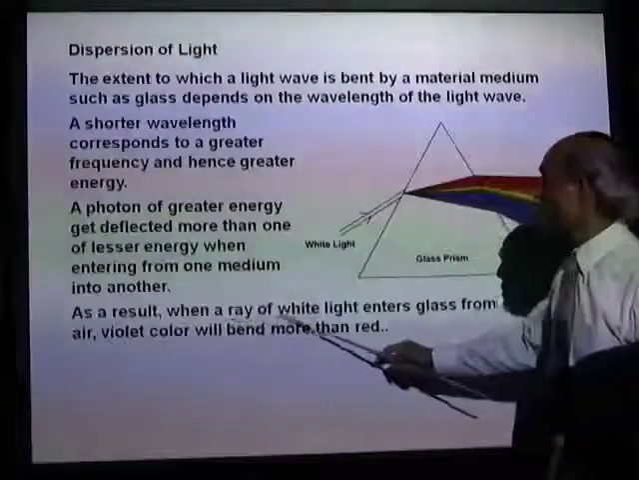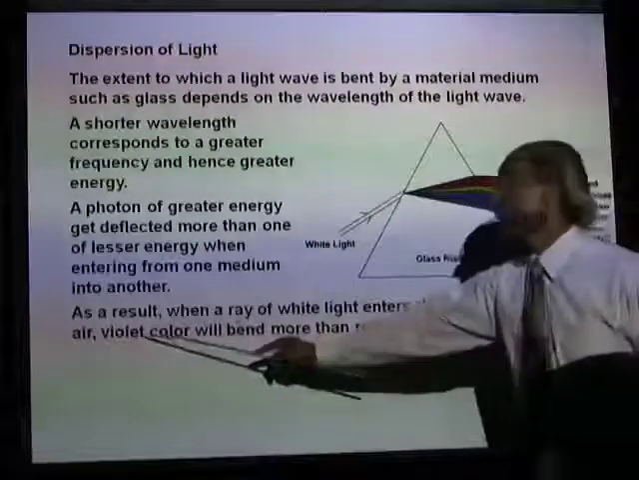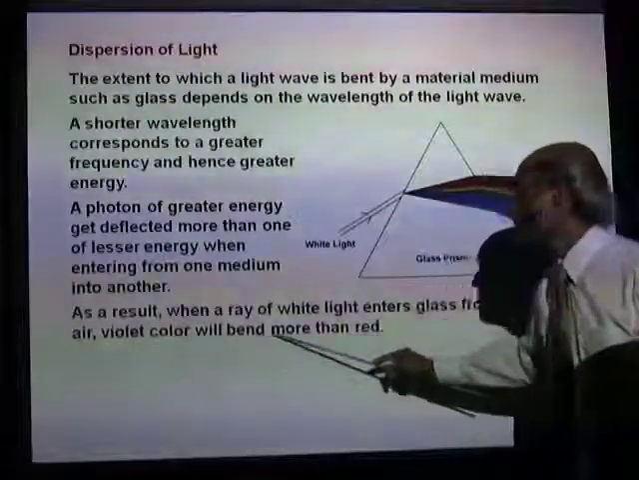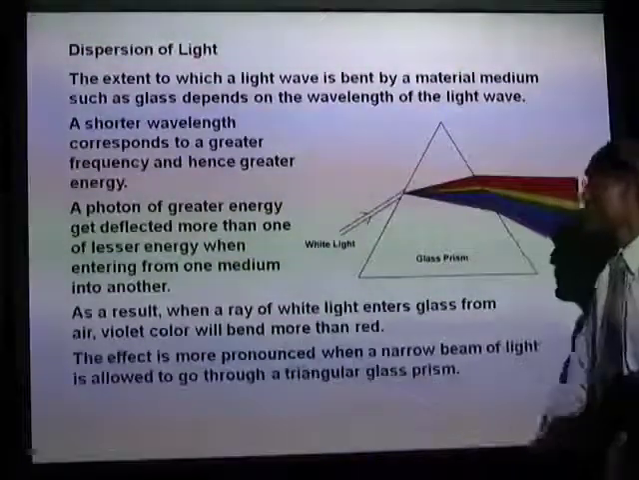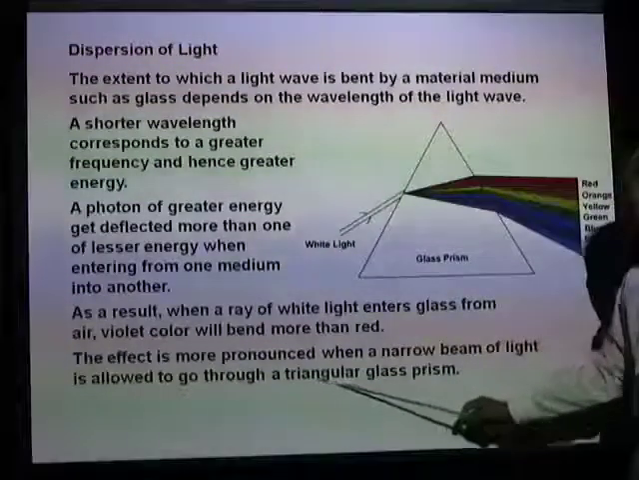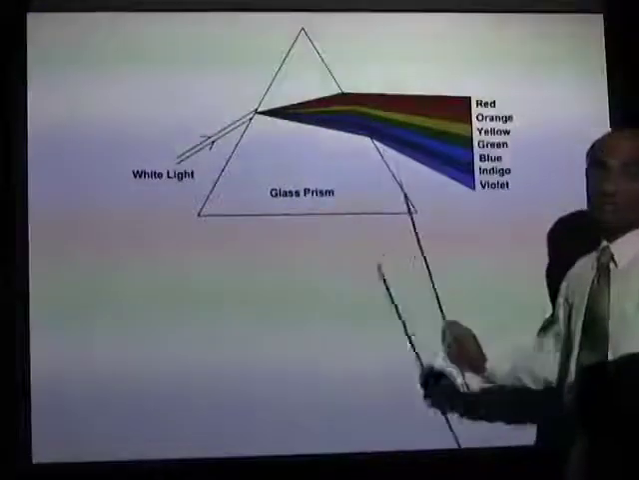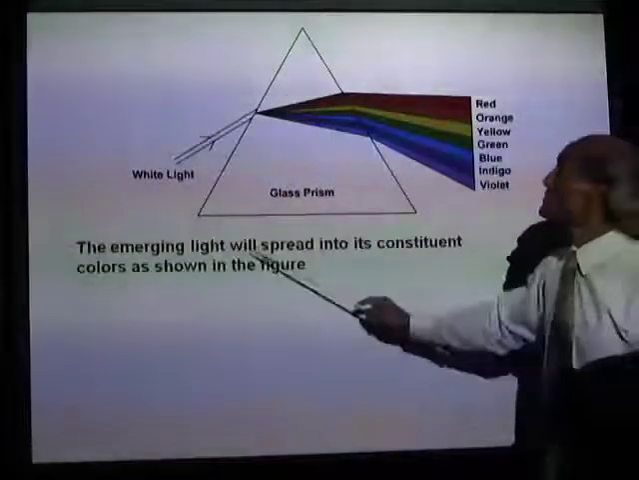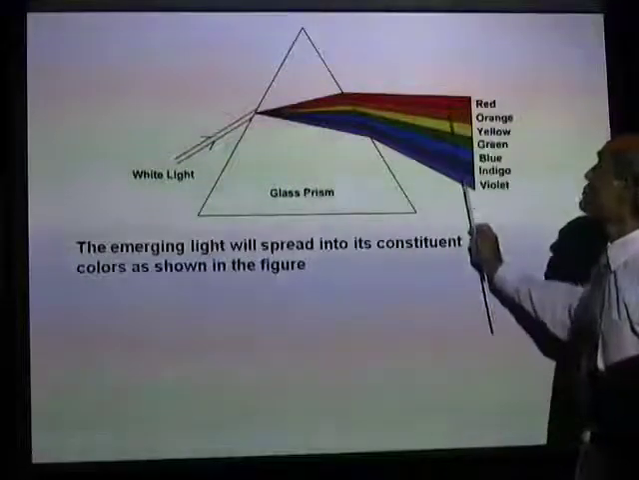So as a result, when a ray of white light enters a glass from air, violet color will bend more than red. The effect is more pronounced when a narrow beam of light is allowed to pass through a triangular glass prism. Now, that's a beautiful phenomenon. The emerging light will spread into its constituent colors.